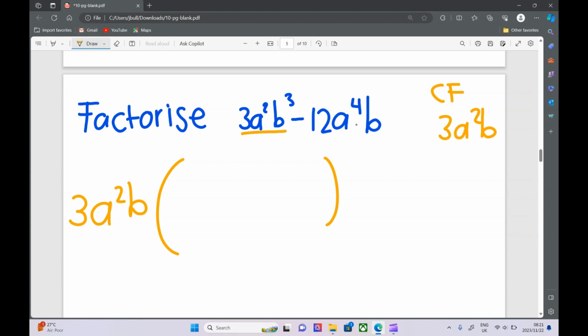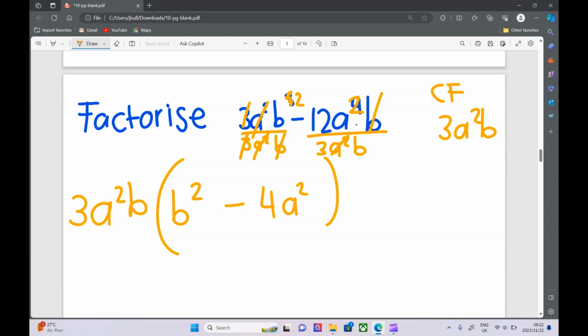So if I divide this one by 3a squared b, my 3's are going to cancel, the a's are going to cancel, and then the b's, I had 3 b's, now I'm just going to have 2 b's. So I'm left with b squared. The second term, again dividing by the common factor, 3a squared b. So 12 divided by 3 is 4. a to the 4 divided by a squared, so we're going to be left with a squared. And b will cancel.